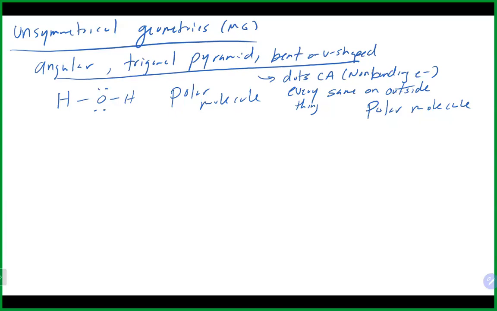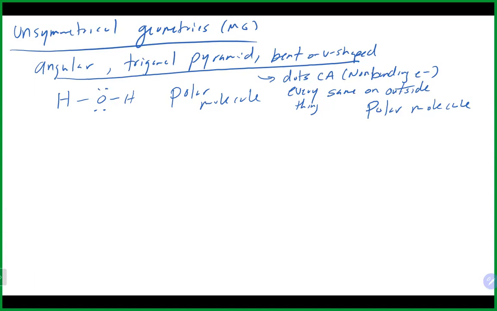So once again, no dots on the central atom, everything the same on the outside, nonpolar, the molecule. No dots on the central atom, different elements on the outside, polar. Dots on the central atom, everybody's the same, polar. What that leaves you is really just linear, which is pretty easy to figure out.